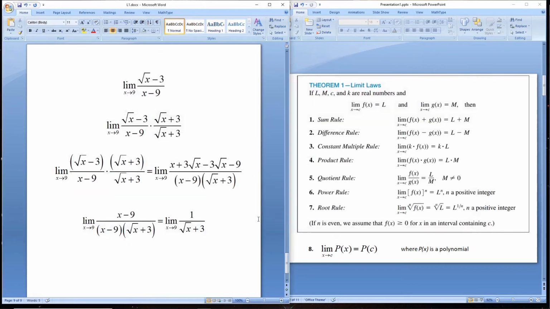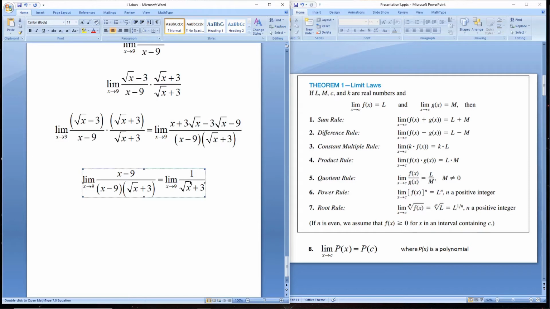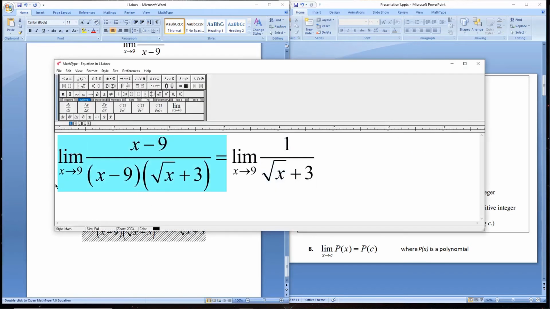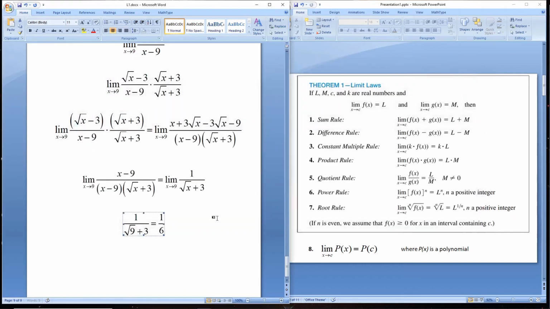So something happened. We got a cancellation. Now, did this help? Well, let's check it out. And how do we check it out? By plugging the number in. So we're just going to take 9 and plug it in for x. And the square root of 9 is 3, and 3 plus 3 is 6, and that's our answer.